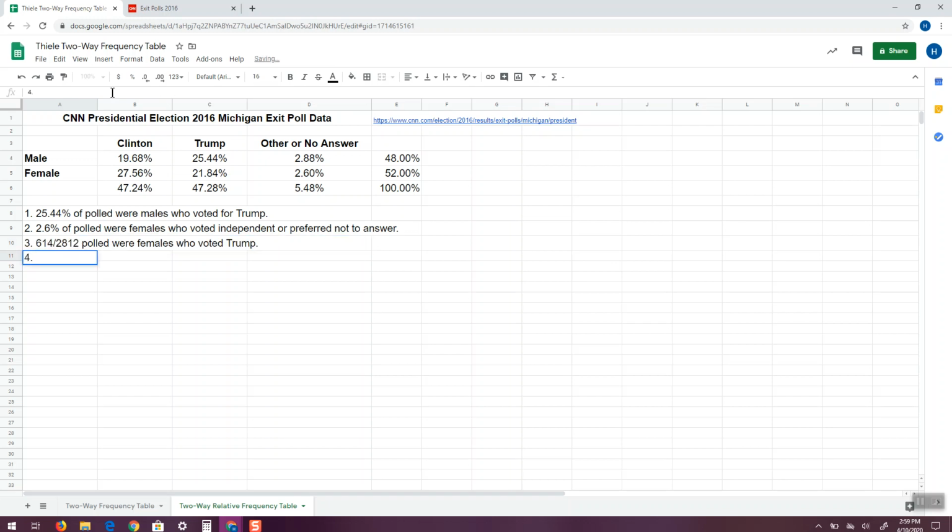You could also look other places. Like you could just say out of everyone we polled, and this is the most common thing to see in an election, you could say something like 5.48% of those polled, and this is just in Michigan, voted independent or didn't give an answer.